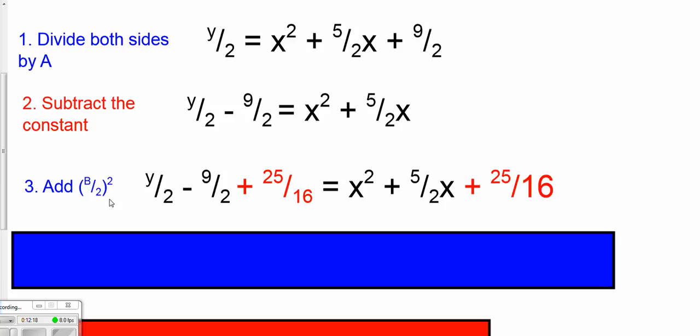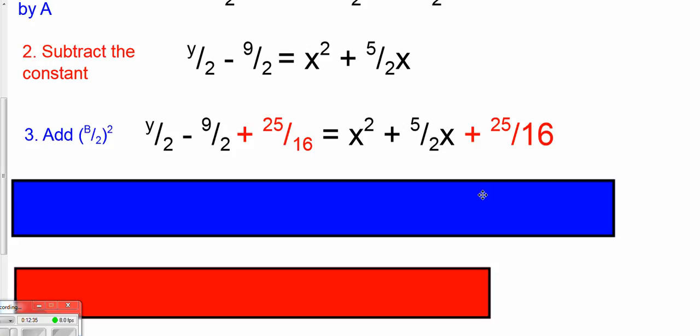Now, we keep on going. Do half of b squared, and you add that to both sides. Now, this b value is 5/2. Half of that would be 5/4. Square that would be 25/16. So I'm adding 25/16 to both sides.